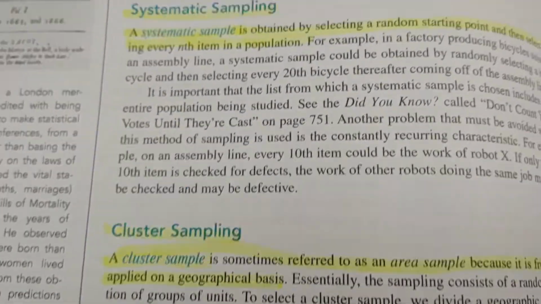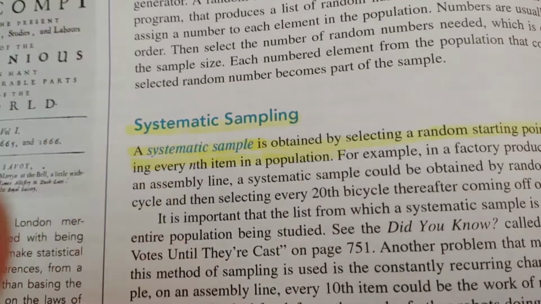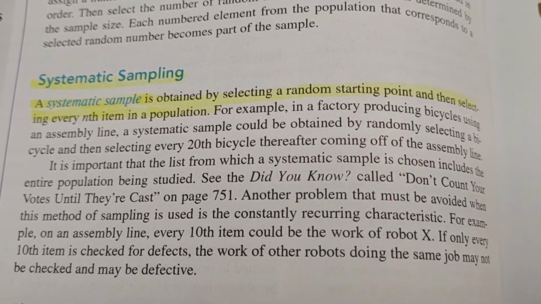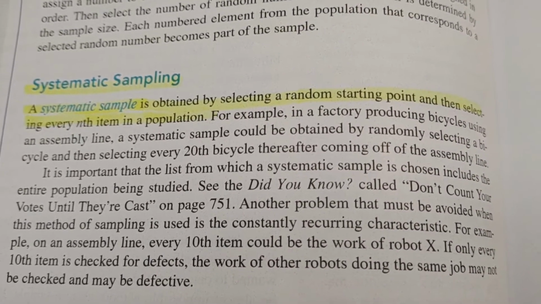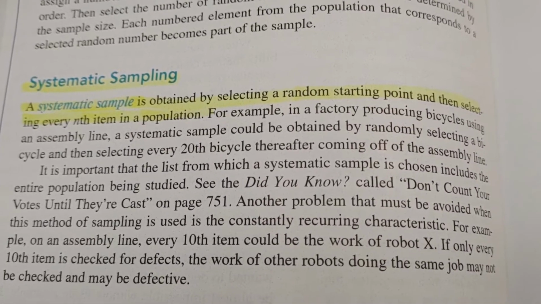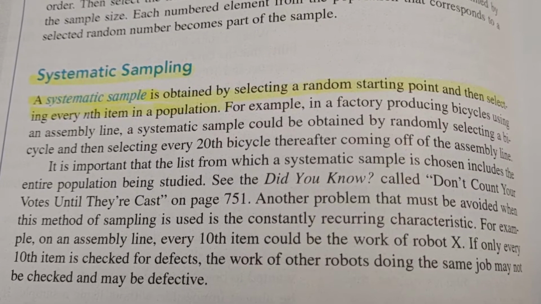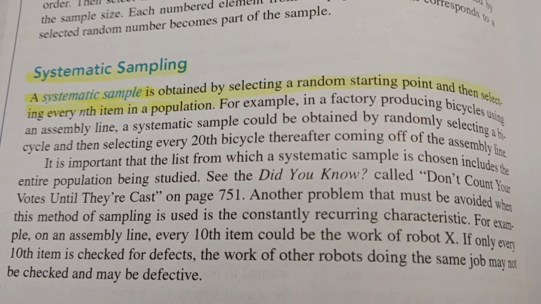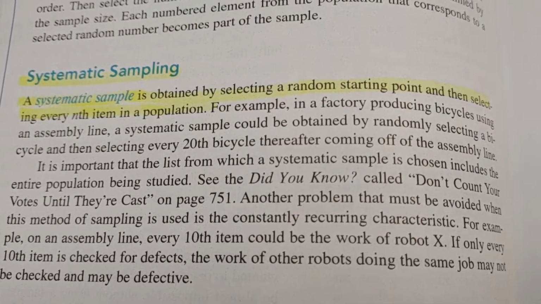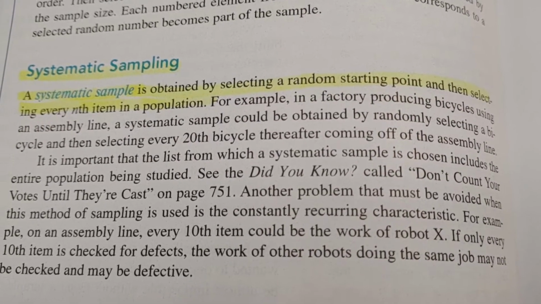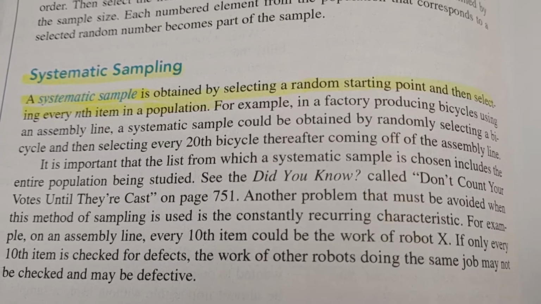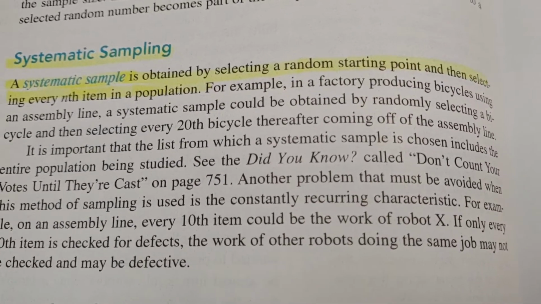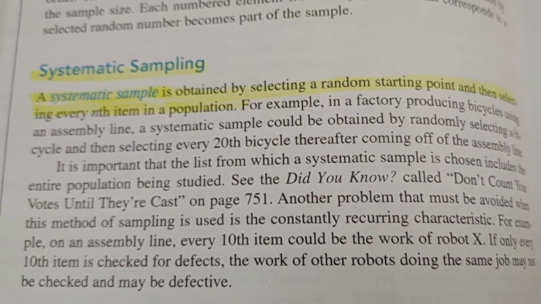We come over here. Now we talk about different types of sampling techniques. A systematic sample. A systematic sample is obtained by selecting a random starting point and then selecting every nth item in a population. For example, in a factory producing bicycles using an assembly line, a systematic sample could be obtained by randomly selecting a bicycle and then selecting every 20th bicycle thereafter. Okay, so it's picking a starting point, and then defining which one you'll select after.